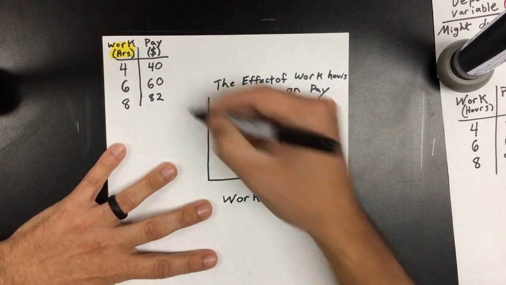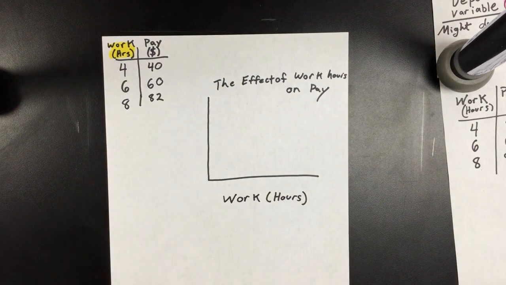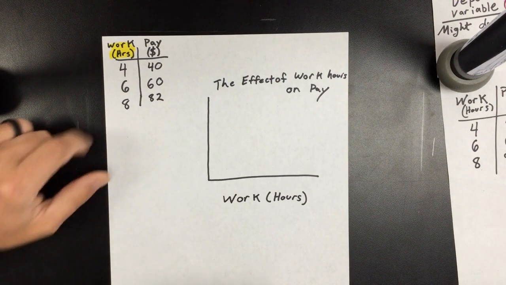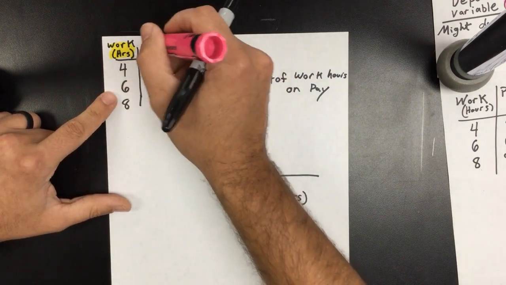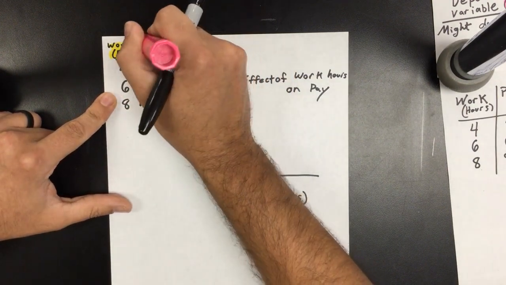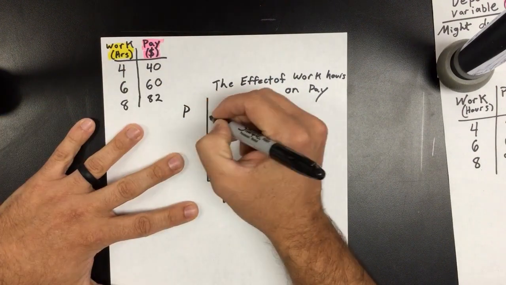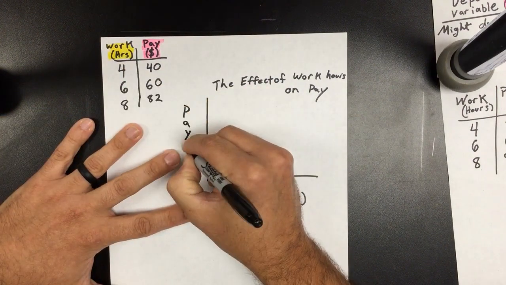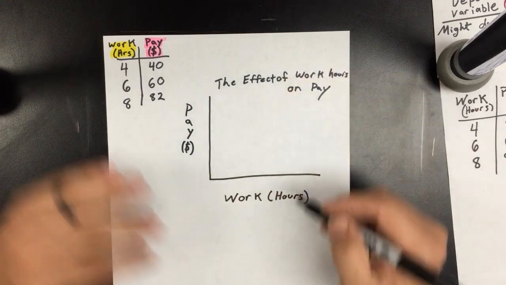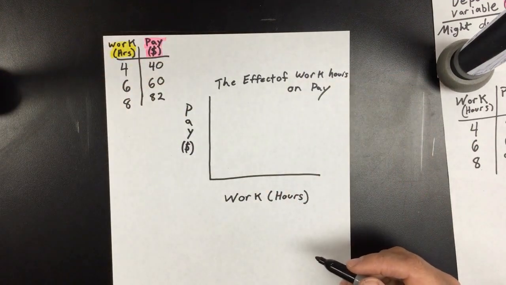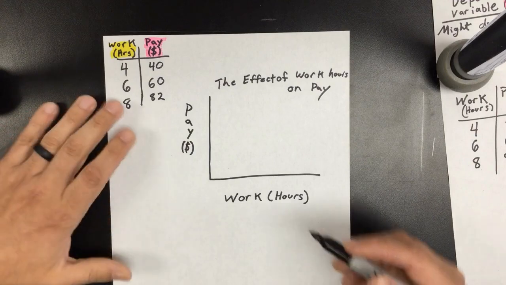Okay, and then I'm going to label my y-axis. So that's my dependent variable. So I'm trying to see is how my hours worked, will they affect how much I'm going to get paid? Make sure you leave that gap for the numbers. Okay, so I did all that without any of the numbers. Okay, so now we're going to look at the numbers.